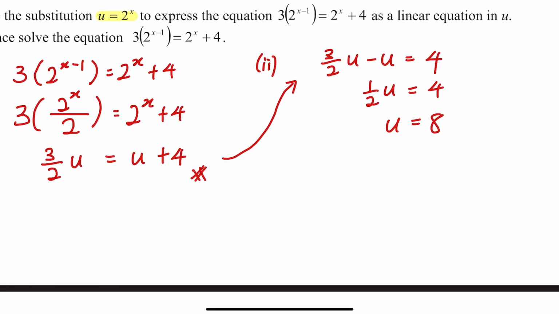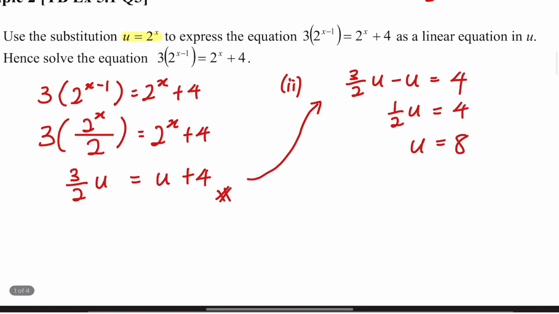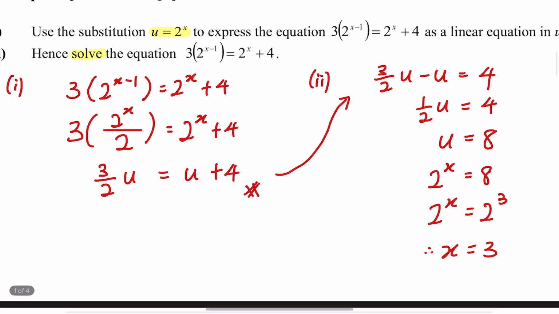Since the question tells you to solve, you are supposed to find the value of x. So now I found that u equals 8. I can now replace back this u by my substitution, which is 2^x is equal to 8. And I know that 8 is equal to 2^3. So 2^x is equal to 2^3. Therefore, same base, I can now compare the power. Therefore, x equals 3. And this is for example 2.